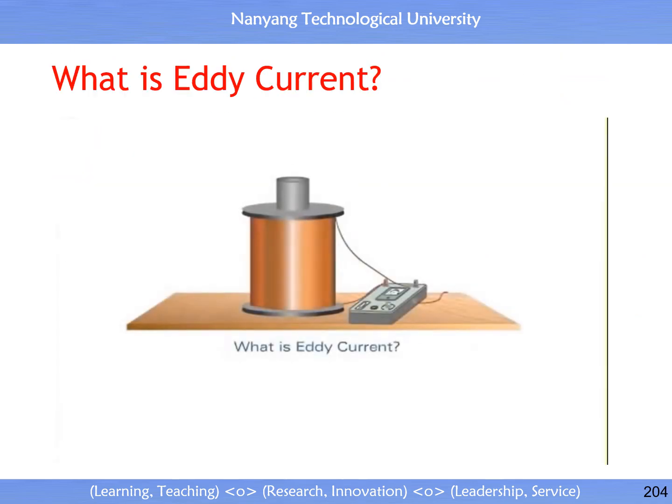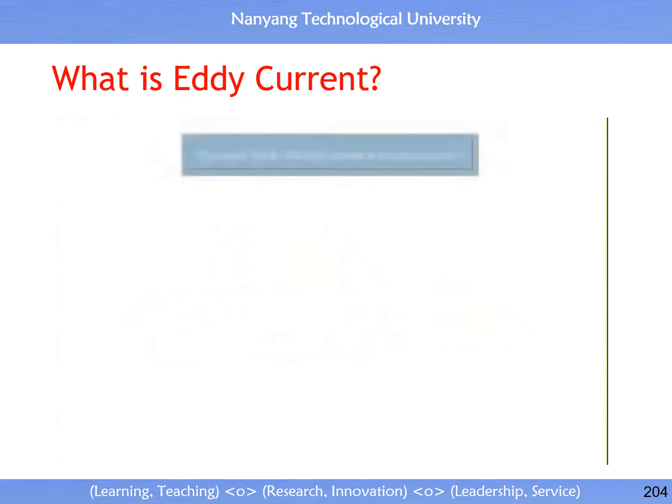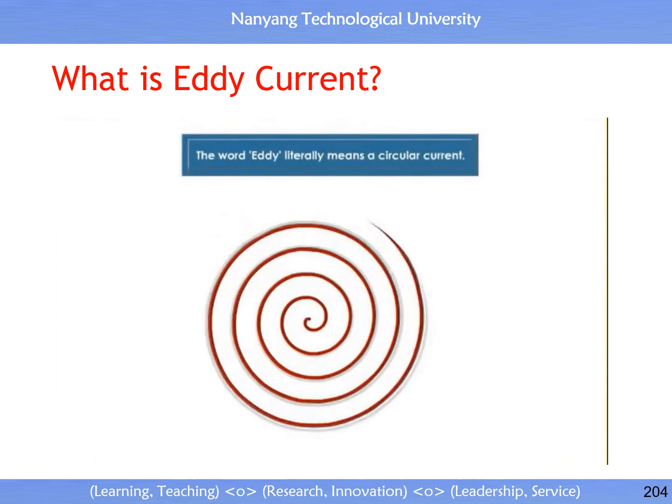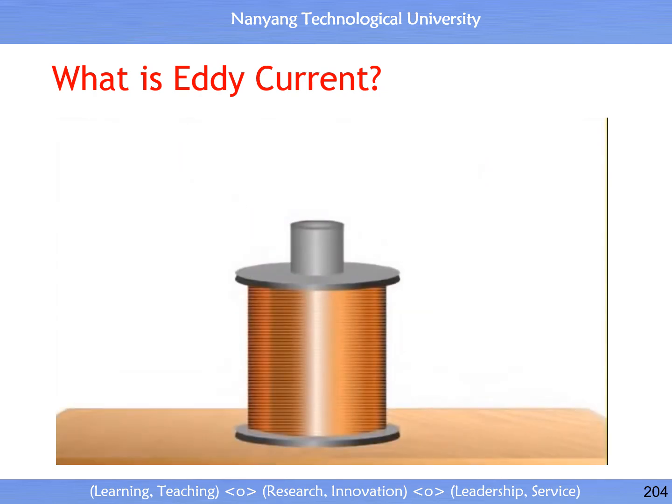What is eddy current? The word eddy literally means a circular current. Let us now try to understand how they are produced.